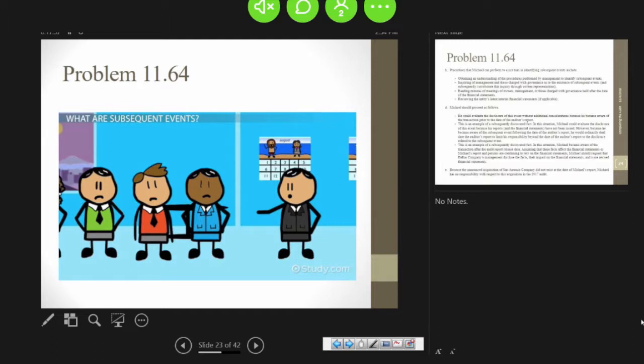They would request that the client disclose the information, right? Given that the client's already released their financial information, they would have to reissue their financial statements with that disclosure. What happens if the client refuses? What's the auditor's responsibility?